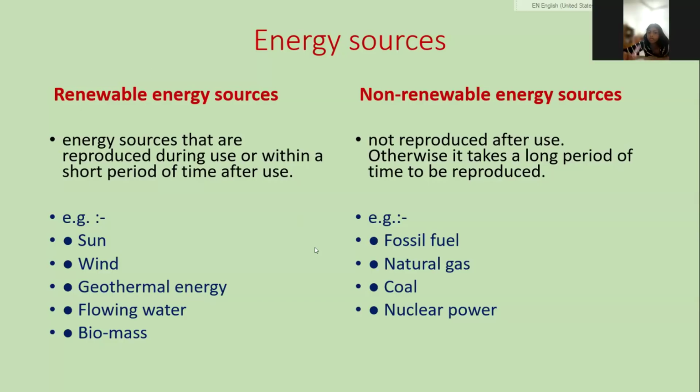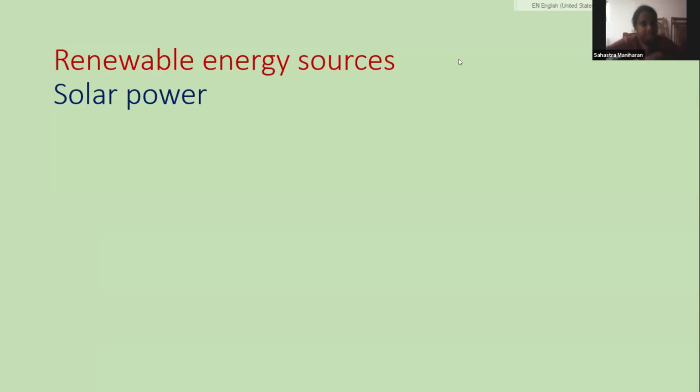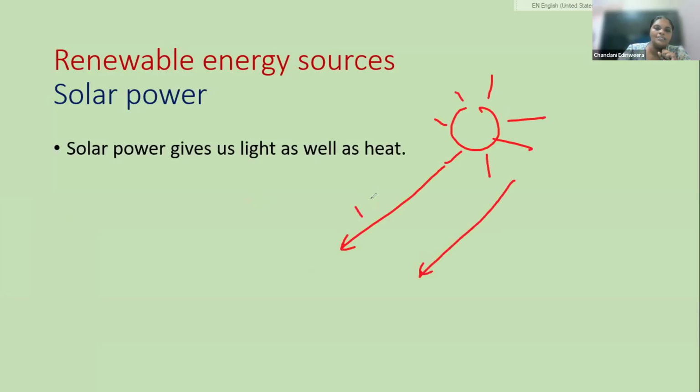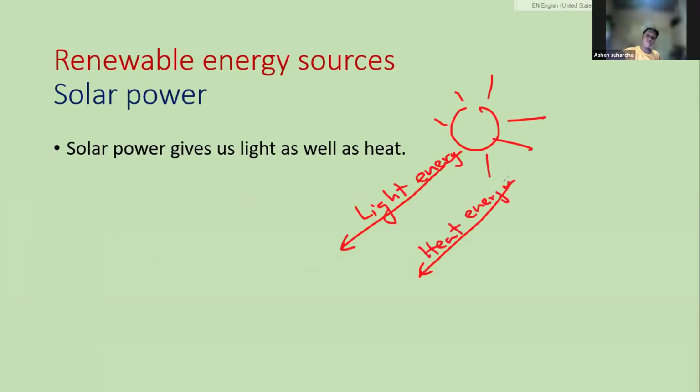We are going to discuss these renewable energy sources and the non-renewable energy sources in detail in this lesson. Very easily, one is solar power. When we get the sun, there are different types of energies being released, but mainly it gives two energies. One is the light energy, and what is the other one? Heat energy. So the two types of energy released are light energy and heat energy. We get vision due to the light energy.